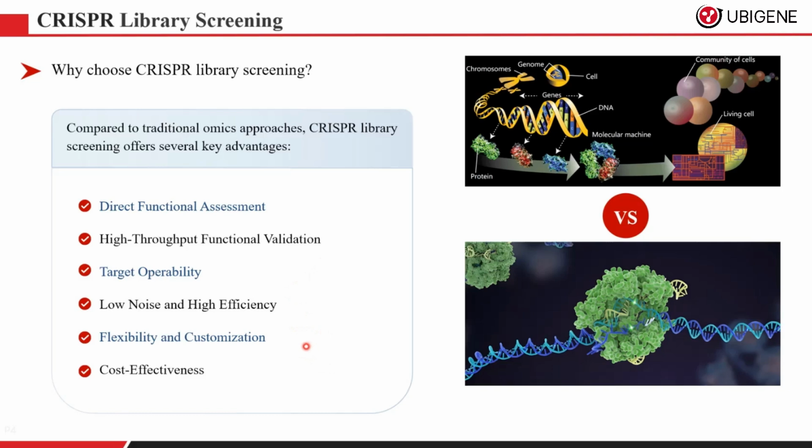Overall, CRISPR screening directly links gene function to phenotypes, efficiently identifies actionable targets, and provides a flexible and cost-effective solution for large-scale functional genomic studies. That's why we choose CRISPR screening.